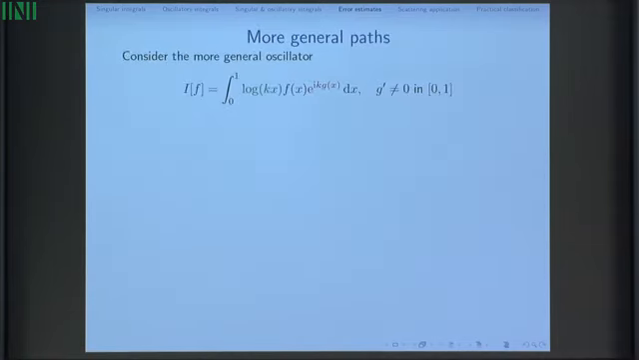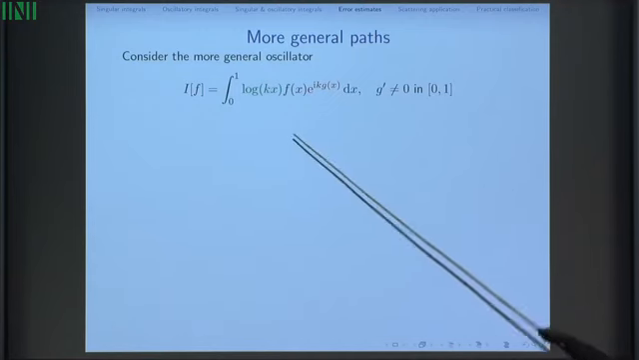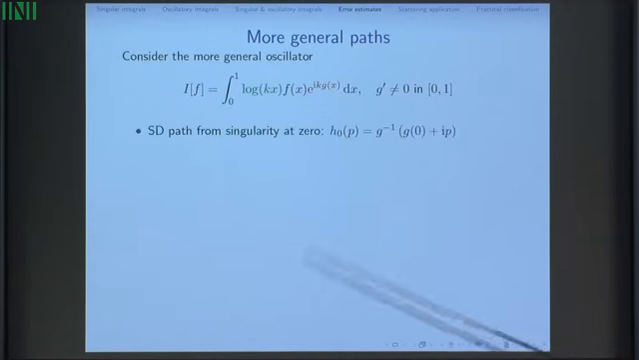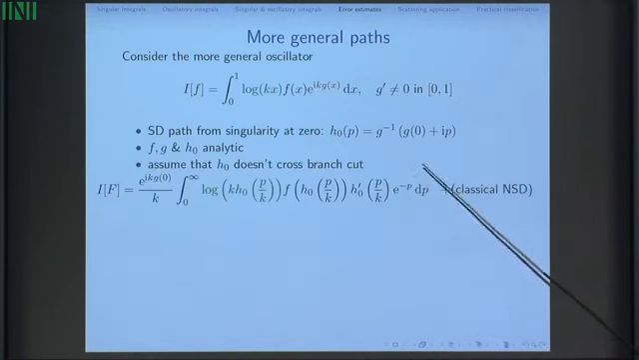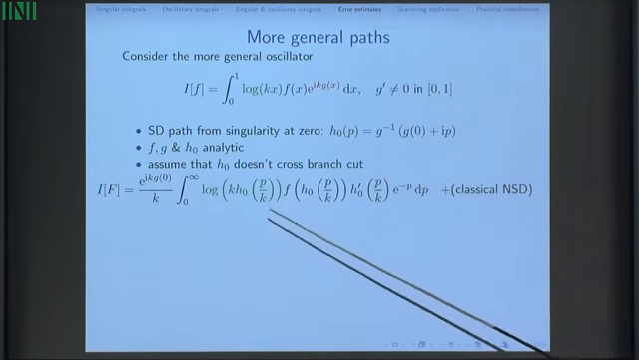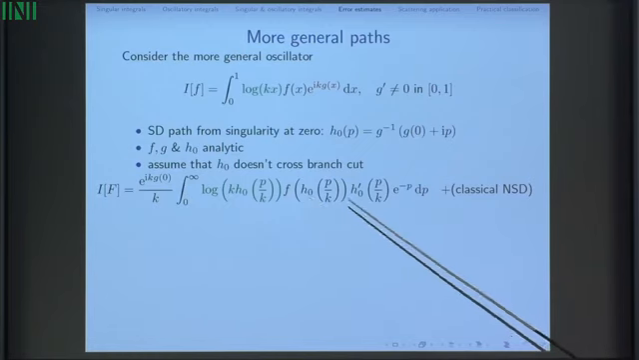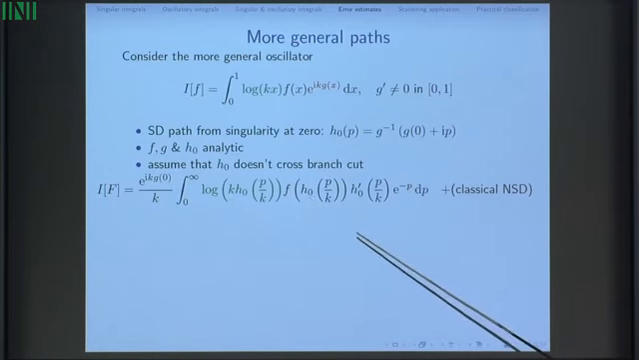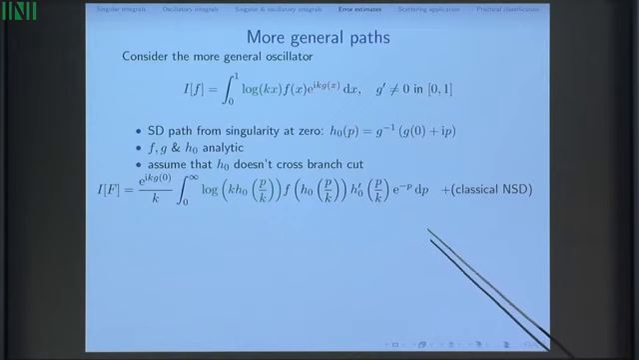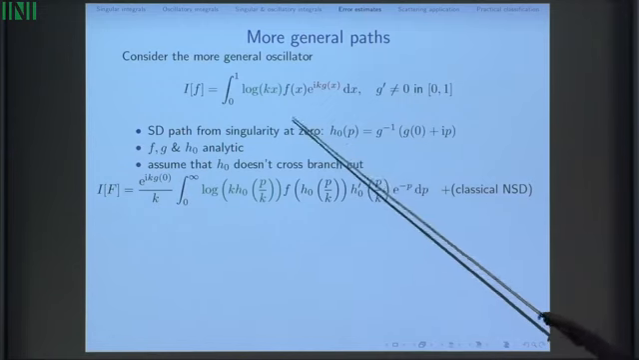Suppose we're interested in more general paths, rather than just the straight lines going up vertically in the complex plane. Suppose we have a more general oscillator, which, for simplicity's sake, I will assume has no stationary points in the interval of integration. So we can determine the steepest descent path from the singularity at 0. This is, again, assuming that f and g are analytic. It will follow that the steepest descent path is also analytic in terms of its parameterization. We also have the additional requirement that this new steepest descent path will not cross the branch cut from the logarithm.